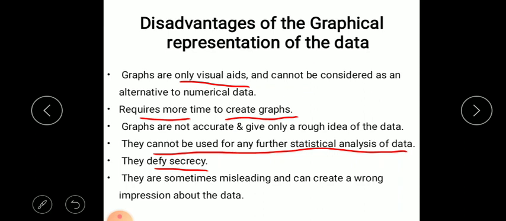They are sometimes misleading and can create a wrong impression about the data. Definitely, statistics, we all know that one of the major limitations is that statistics can be misleading, especially if the data goes into the wrong hands and is used for wrong reasons. It can be very much misleading. Similarly, graphical representation also can be misleading. They can create a wrong impression in the minds of the audience about particular data.